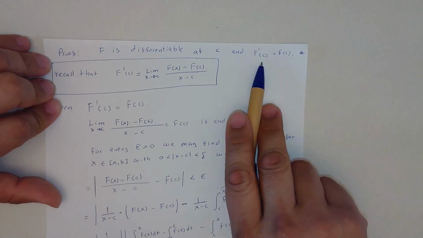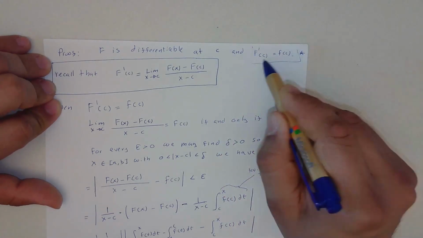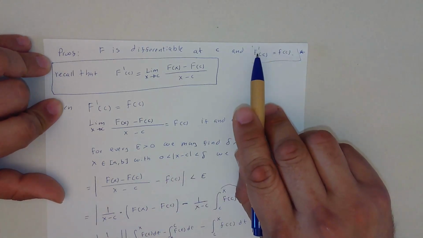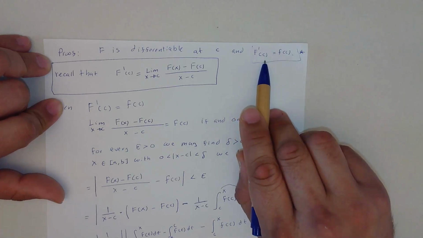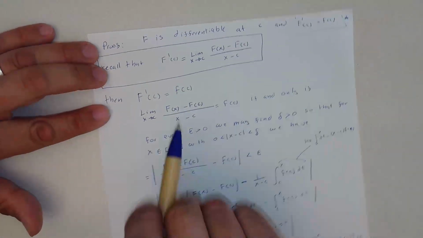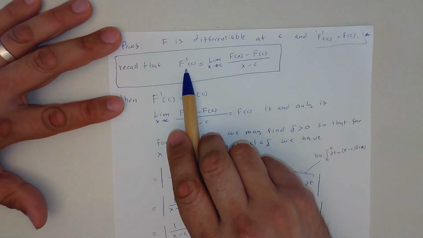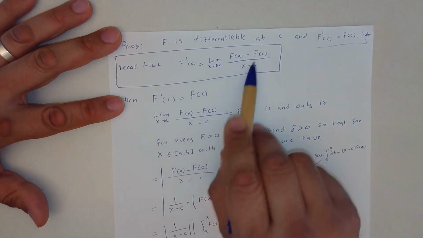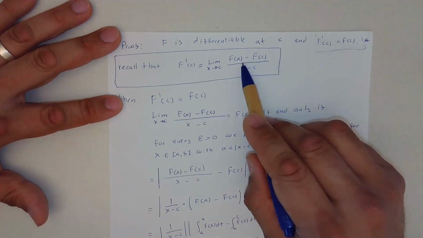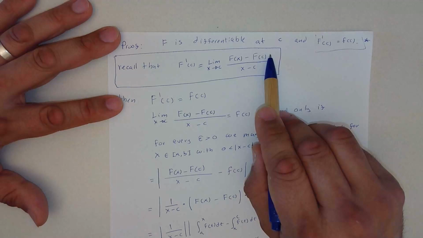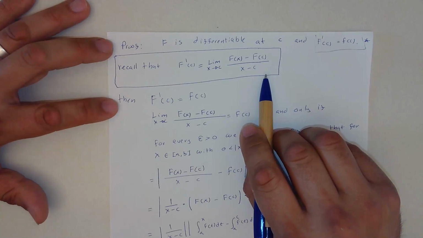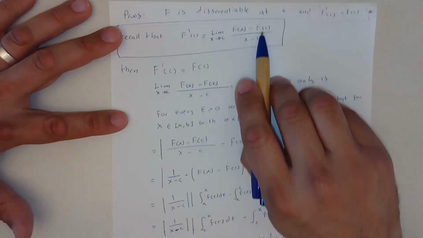And basically that is what we want to try to prove: that when I take the derivative of capital F evaluated at c, it is the same as f evaluated at c, right? We should recall that the derivative is the limit of this difference, which is the difference of the evaluations divided by the difference of the numbers that we want to approximate, right?